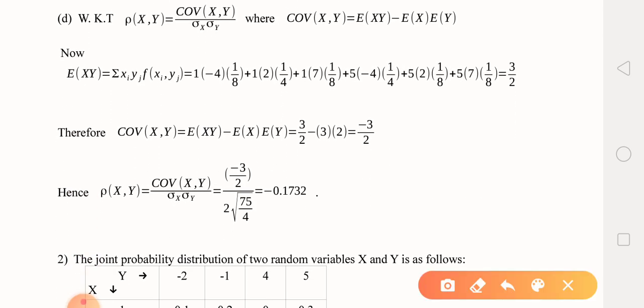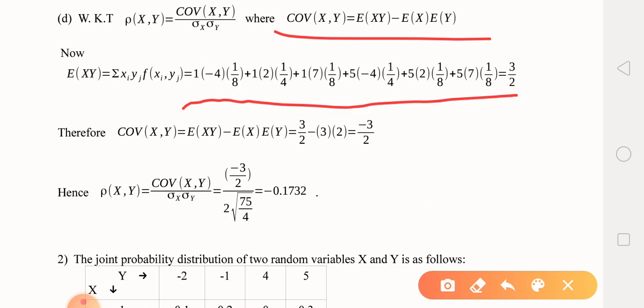So expectation of xy is equal to 1 into minus 4 into 1 by 8 plus 1 into 2 into 1 by 4 plus 1 into 7 into 1 by 8 plus 5 into minus 4 into 1 by 4 plus 5 into 2 into 1 by 8 plus 5 into 7 into 1 by 8, which is equal to 3 by 2. So substitute here, you will get covariance of x comma y as minus 3 by 2. Therefore, coefficient of correlation rho is equal to minus 0.1732.